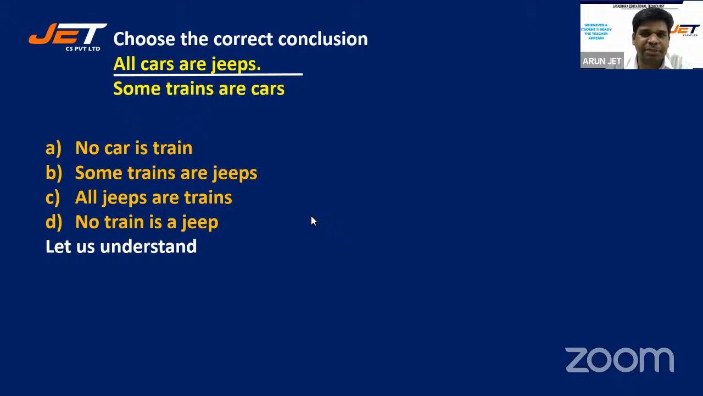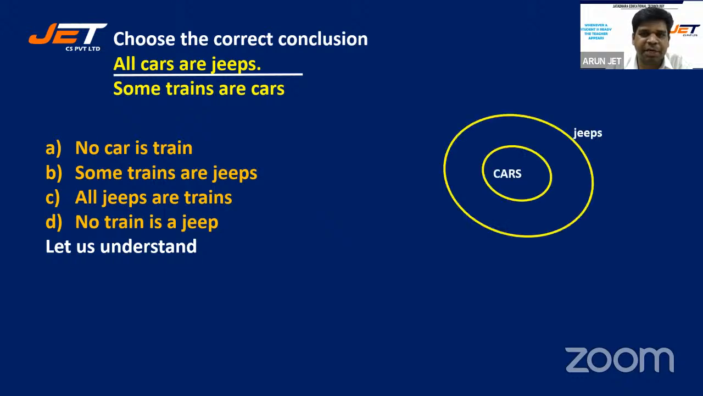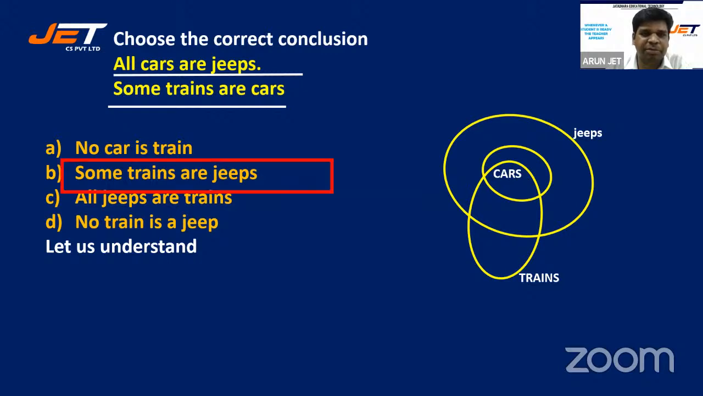All cars are jeeps. So I've got jeeps, and car lies within that. Some trains are cars. When we say some, it could be anything between zero to full. So trains will not be completely encircling cars, but intersecting cars like this. Some trains are jeeps because the intersection of trains and jeeps is not complete, but only part of it. So some trains are jeeps is right.